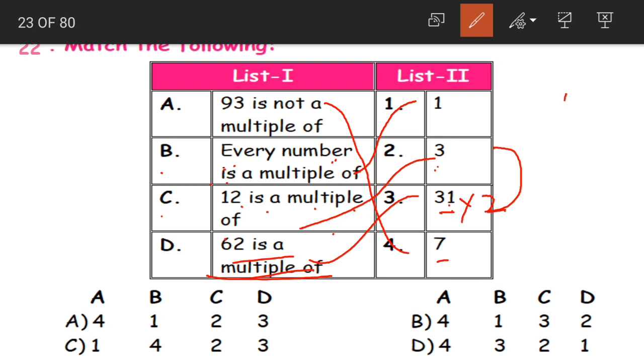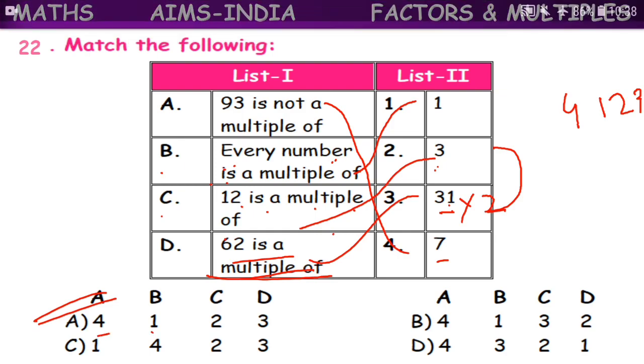So what is the correct answer? 4, 1, 2 and 3. Now if you look at the options, it is option A, 4, 1, 2 and 3.